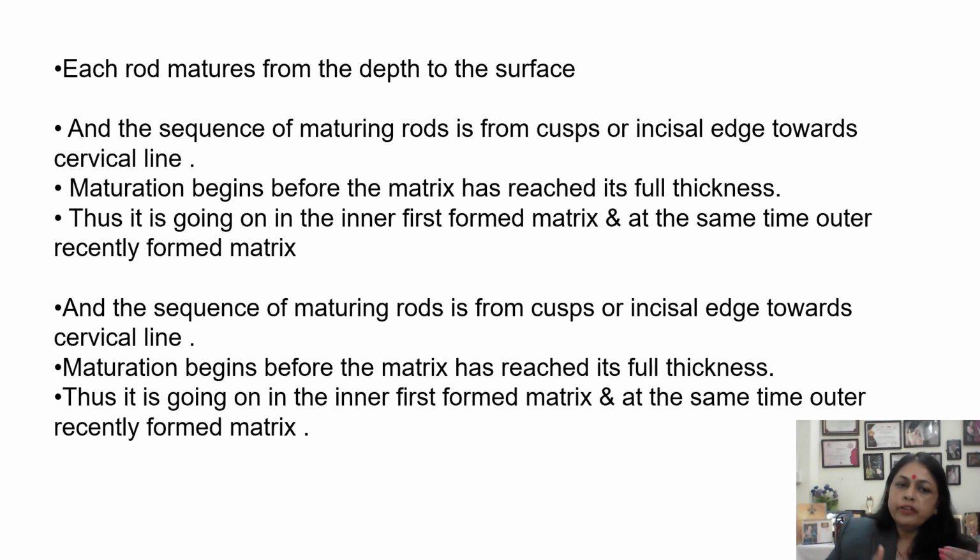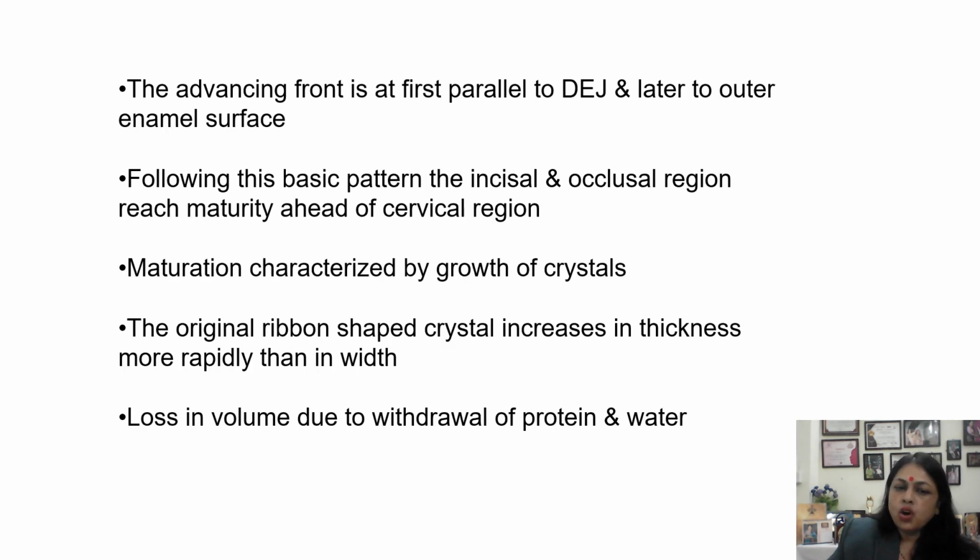It is simultaneously going on in the inner and the outer portion. So if the first layer of enamel matrix is formed in the innermost layer, that will be undergoing maturation, and the matrix which is laid down at the outer will undergo it later. Are you getting me? So the inner formed matrix will undergo maturation, and simultaneously the outer formed matrix will also undergo maturation. So following this basic pattern, maturation begins before the matrix has reached its full thickness. Thus it is going on in the inner first formed matrix and at the same time in the outer recently formed. So that is all about amelogenesis.